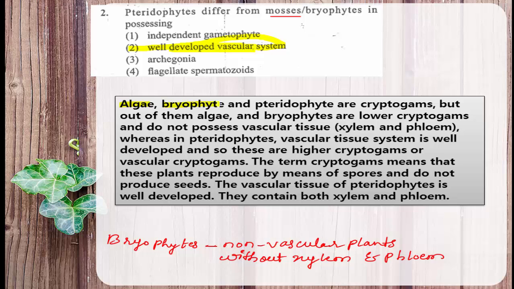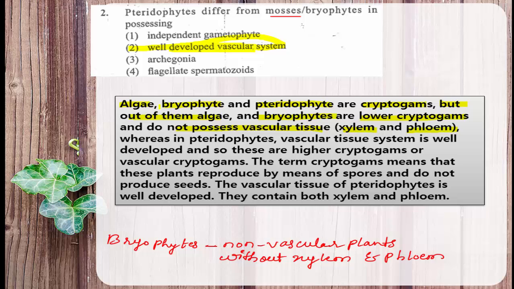Algae, bryophytes and pteridophytes, all of them are called cryptogams. They are called cryptogams, but out of them algae and bryophytes are lower cryptogams as they do not possess the vascular tissues, that is xylem and phloem.